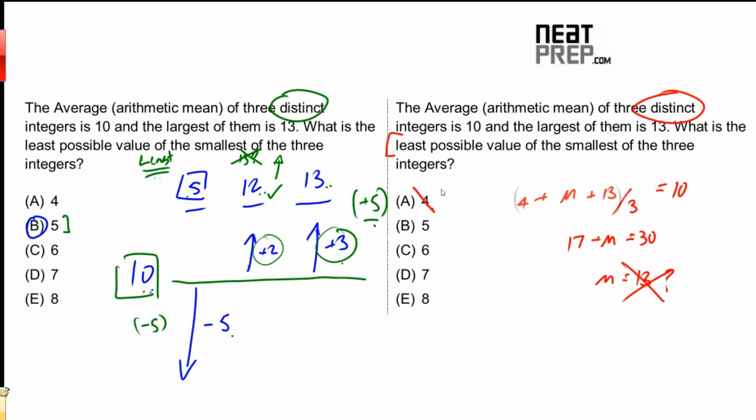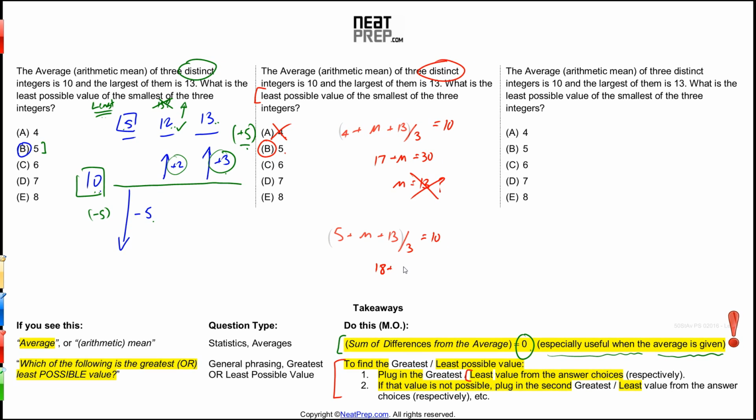At this point, it is quite clear that the correct answer choice is most likely B, but let's prove it. If the least number is 5, then the sum of the three distinct integers is 5 plus m plus 13, divided by 3 equals 10. 18 plus m equals 30, m equals 12. Can m equal 12? There's no reason why it shouldn't. What's beautiful about this takeaway is that other than solving relatively challenging questions, we didn't have to think too hard about the logic behind the question.